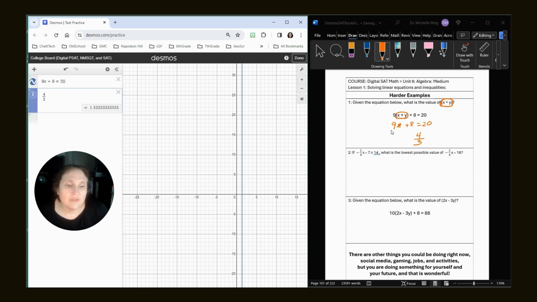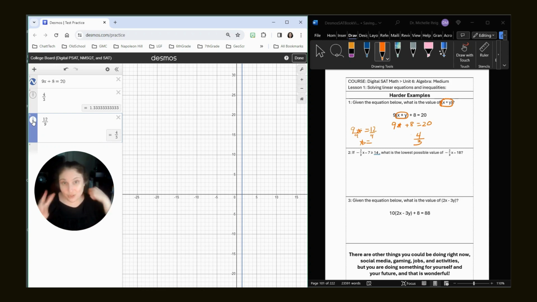So that's one way you could do it. The other way you could have done it would have been to subtract 8 from both sides. That would have given you 9 star equals 12. And then when you divide both sides by 9, you would get 12 divided by 9, which, don't be shocked, is also 1.33, which would be 4/3.